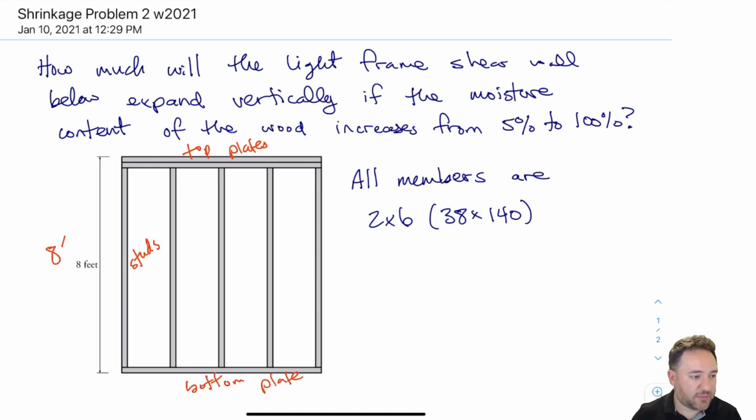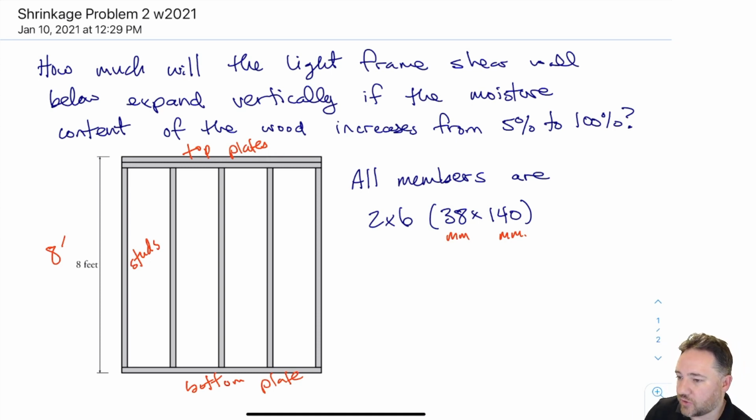It says all the members here are 2 by 6. 2 by 6 means nominally 2 inches by 6 inches, but as we discussed in the moisture video as well, it's not actually 2 by 6. It's more like 1.5 by 5.5, so it's 38 by 140. Those are the millimeter dimensions, so I've given those to you. We will have to convert the feet into something metric so that we can deal with these. So let's get started.